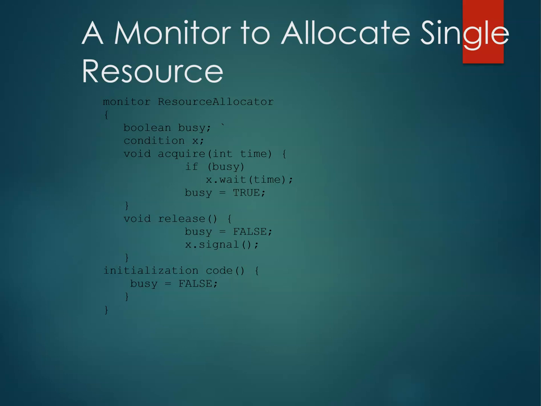Sometimes we have a single resource and we want to use a monitor to allocate it. We will use a Boolean, busy, and a condition, x. A condition, remember, is used for a monitor. In acquire, we say if busy, we wait, and when we are allowed to proceed, we set busy to true so that nobody else can get in. When we release, we set busy to false, and then we signal that we're done.